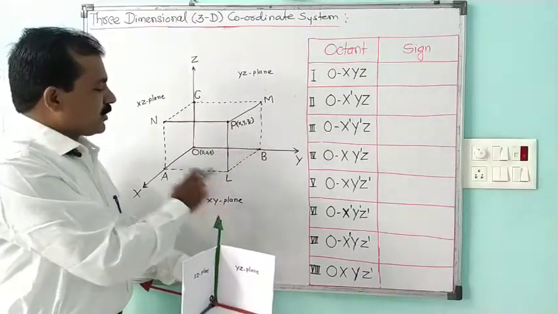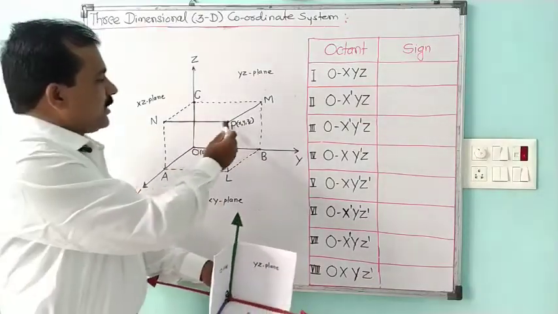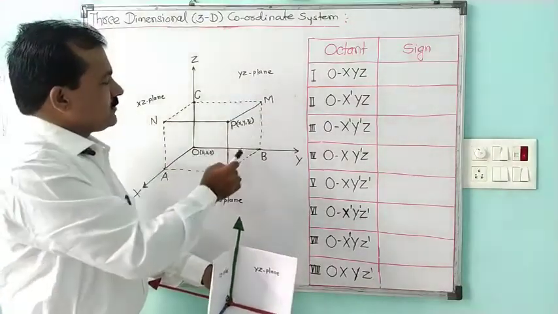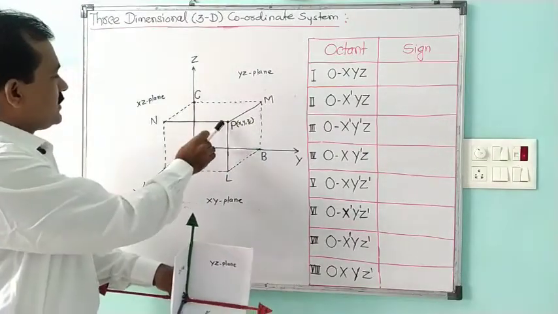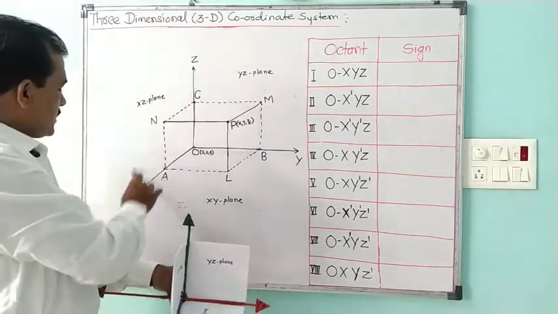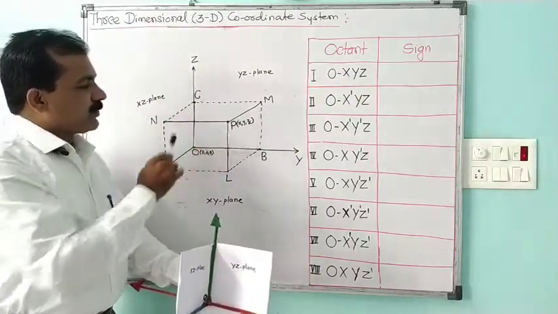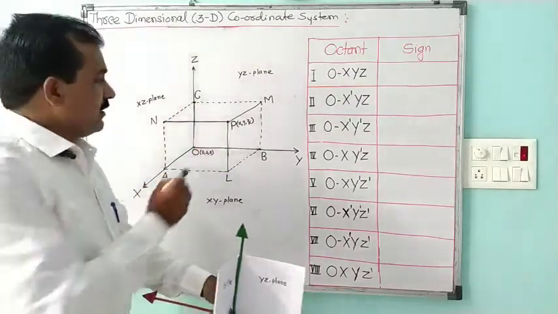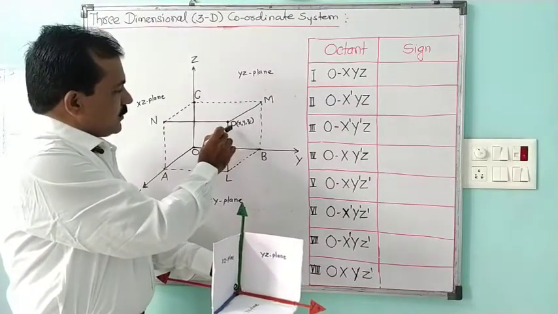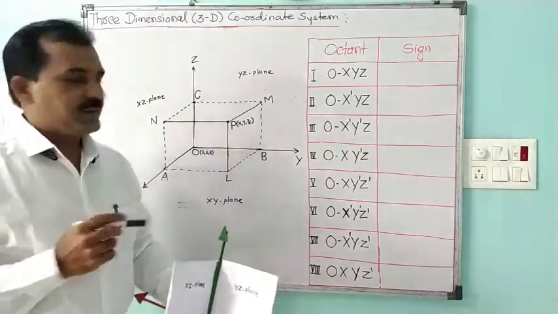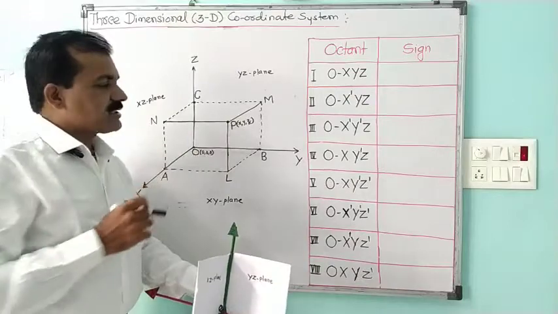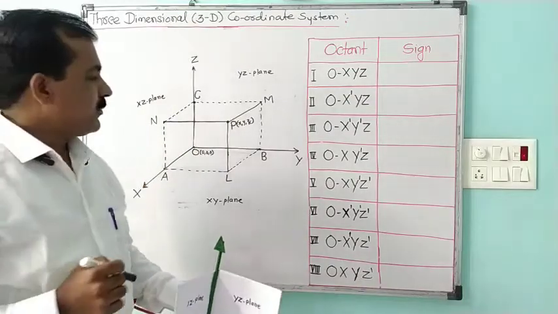PL is the perpendicular on the xy plane from P, PM is the perpendicular on the yz plane from that P, and PN is the perpendicular on this xz plane from P. So these three perpendiculars give us the coordinates of this point P. The lengths of these three perpendiculars give us the coordinates of the point P.